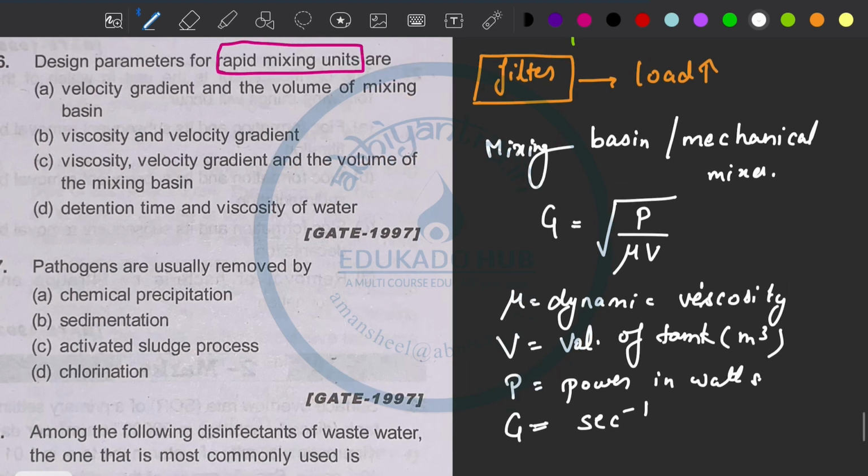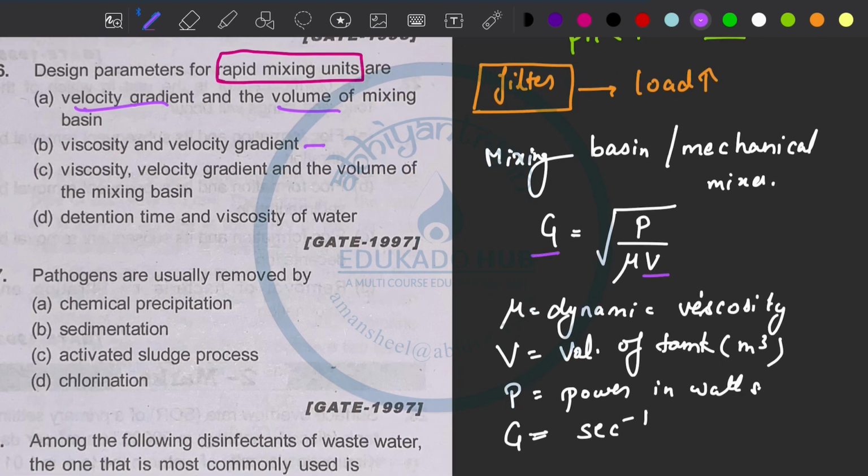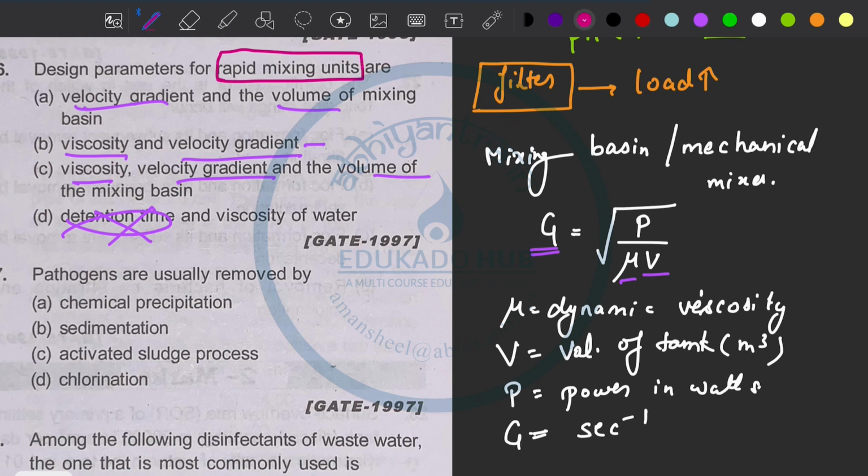So if we see the options, the design parameters of rapid mixing units are velocity gradient and volume of mixing, viscosity and velocity gradient. See, velocity gradient is there, okay. Volume of mixing is also there, okay. Viscosity and velocity gradient, yes, it is also there. Viscosity, velocity gradient, volume of the mixing basin. Now in this option, all three are collected, right? Detention time, no, this is not needed.